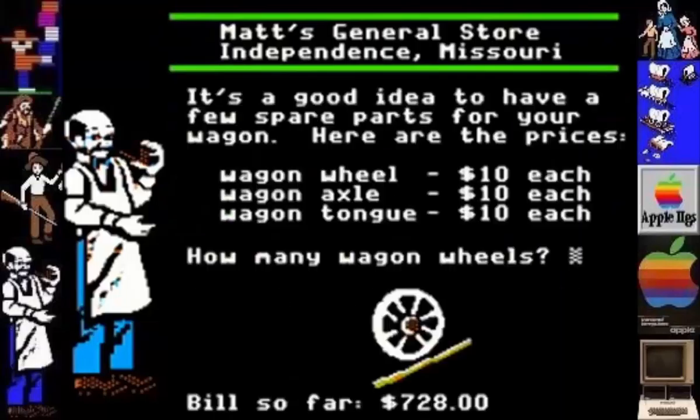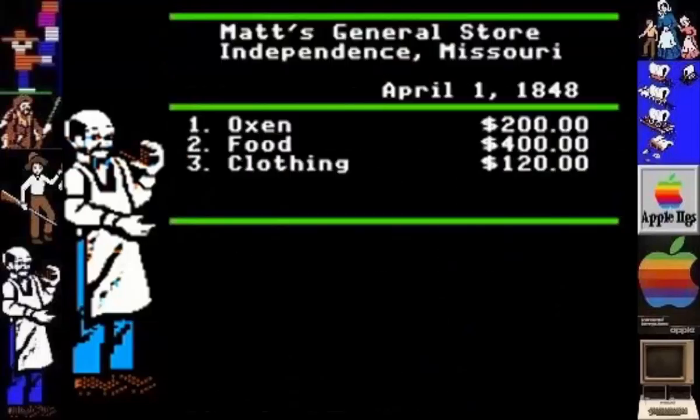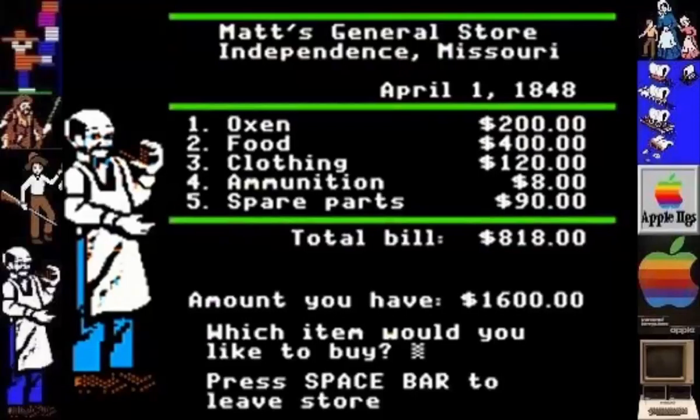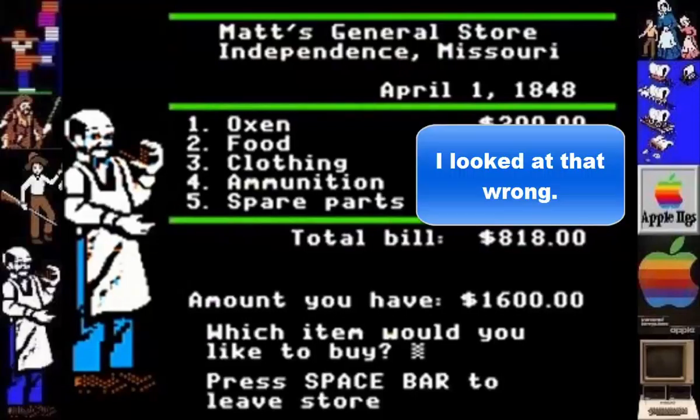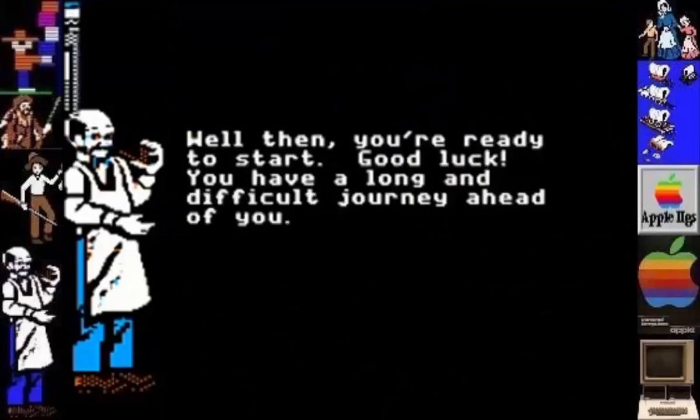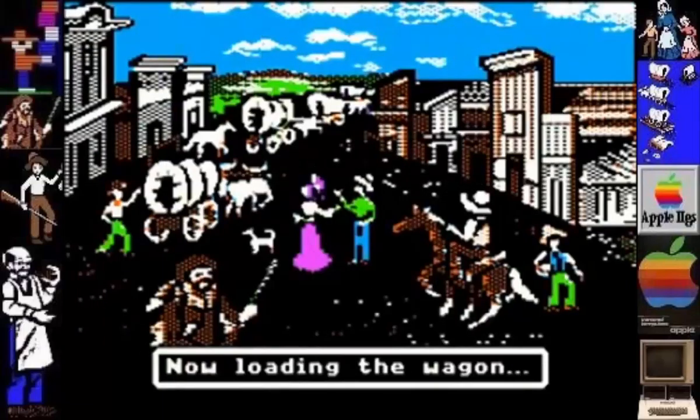And spare parts, let's get the maximum. You can only have as much as 3 each of wheels, tongues, and axles. $818 left. Nice. Spacebar to leave the store. Good luck. You have a long journey ahead of you. Now loading the wagon.